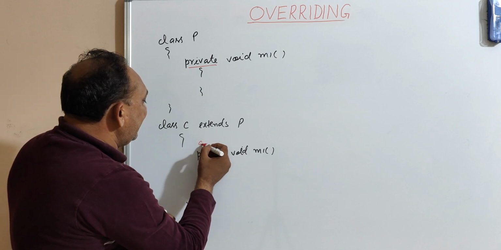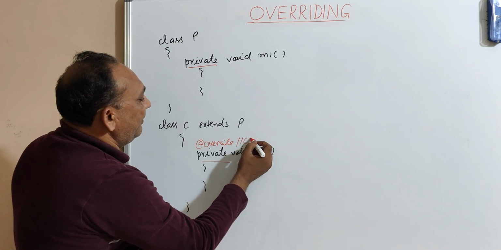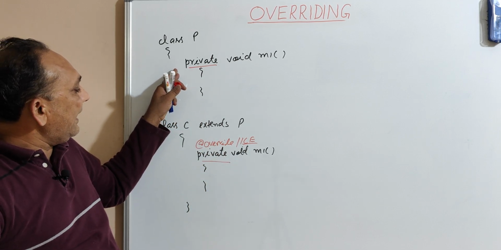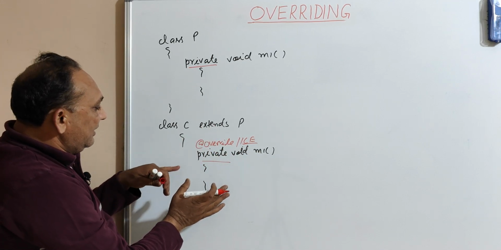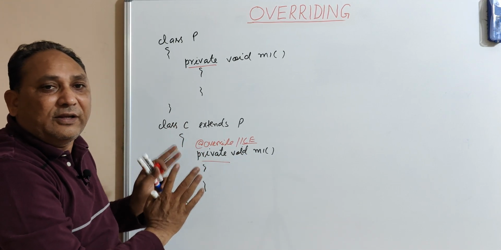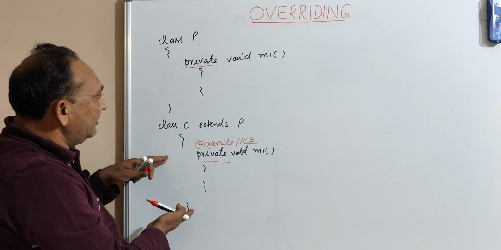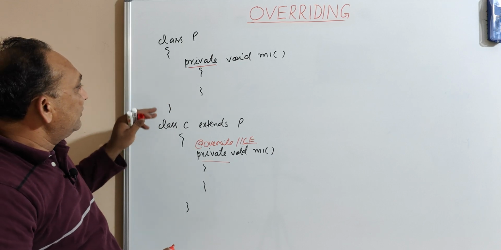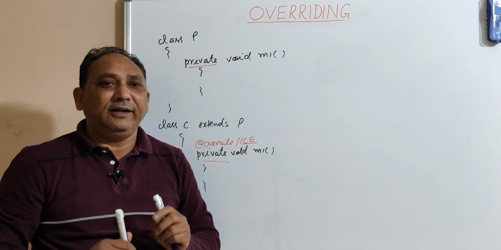If you put the @Override annotation over here, immediately you will get a compile time error. It will immediately report the compilation error because you cannot override a private method. But without the override annotation, if you write this private void m1, it is perfectly fine, because this method can separately exist in class C and its visibility will be only for class C. Similarly, this private void m1 will be available only for class P. So clearly one rule is that we cannot override a private method, right?